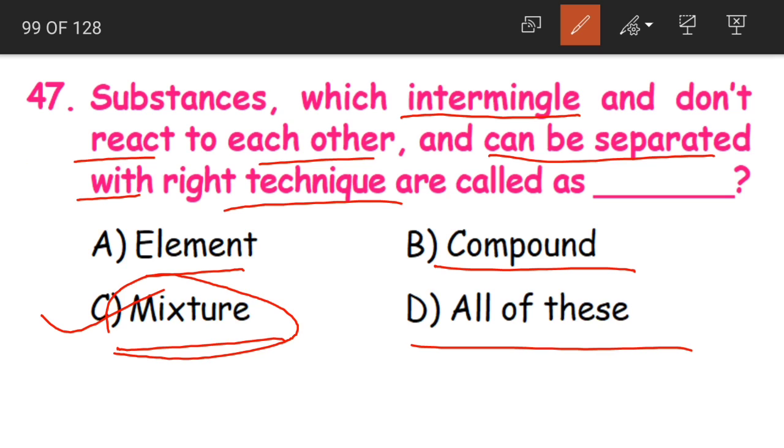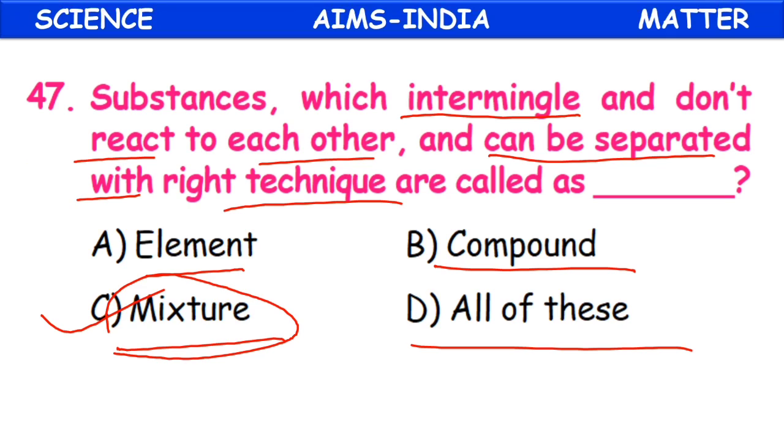Mixture is a combination of so many things. Okay, so for example, if you take, children, a vegetable salad, what is it? It is a mixture. You add tomato, you add onion, you add cucumber, you add curry leaves, a carrot. So if you mix all the vegetables, it becomes a salad. So they are intermingled with each other and they don't react with each other. And we can also separate every vegetable from that salad. You can take onion separately, tomato separately, cucumber separately. So all these substances which can be separated with the right technique are called a mixture. Clear? Yes.